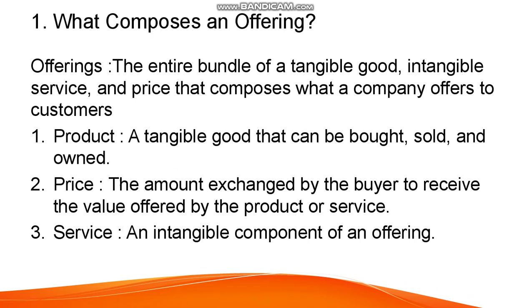Number 1, what composes an offering? Offerings are the entire bundle of tangible goods, intangible service, and price that composes what a company offers to customers. There are 3 components of offerings. Number 1 is product. It's a tangible good that can be bought, sold, and owned. Number 2 is price. Price is the amount exchanged by the buyer to receive the value offered by the product or service. And number 3 is service. Service is an intangible component of an offering.